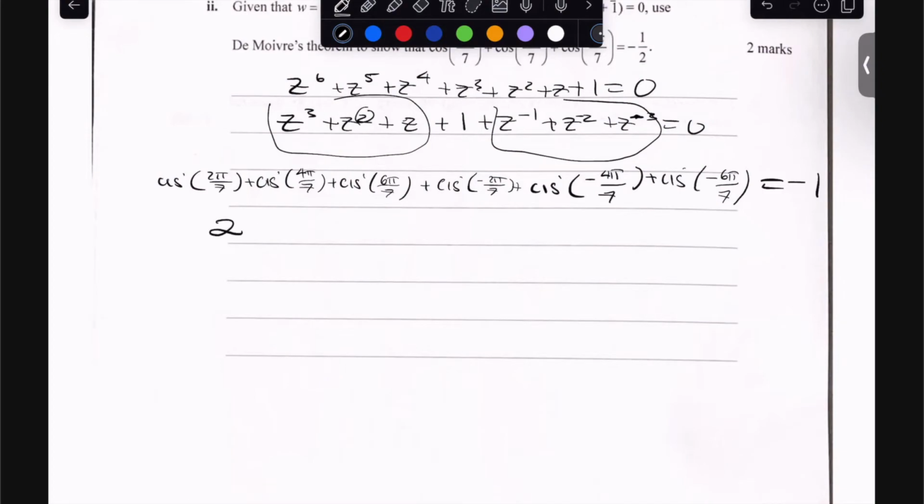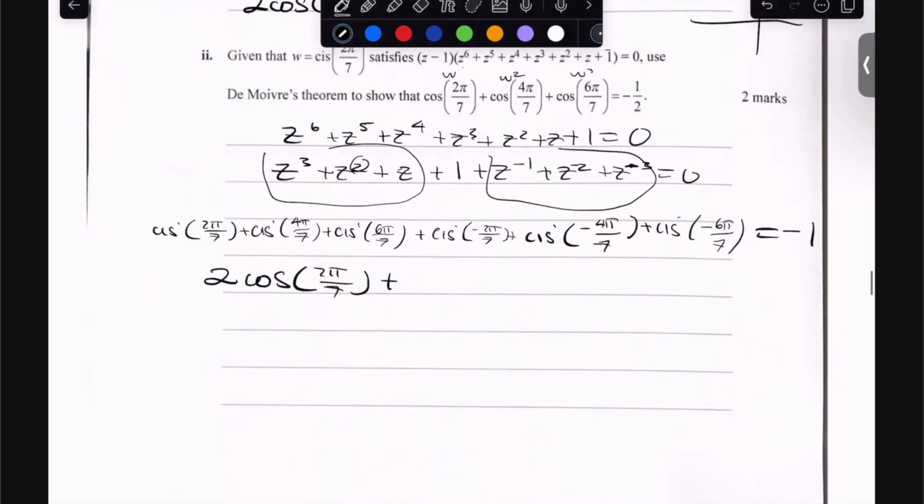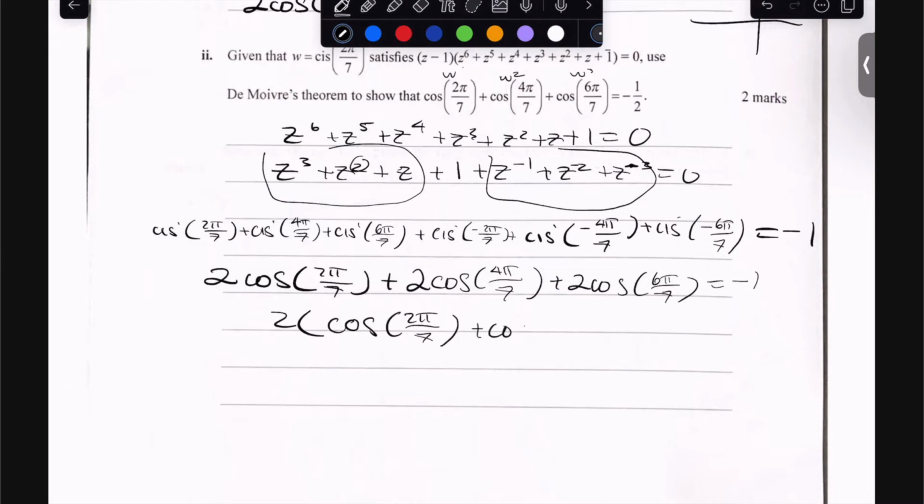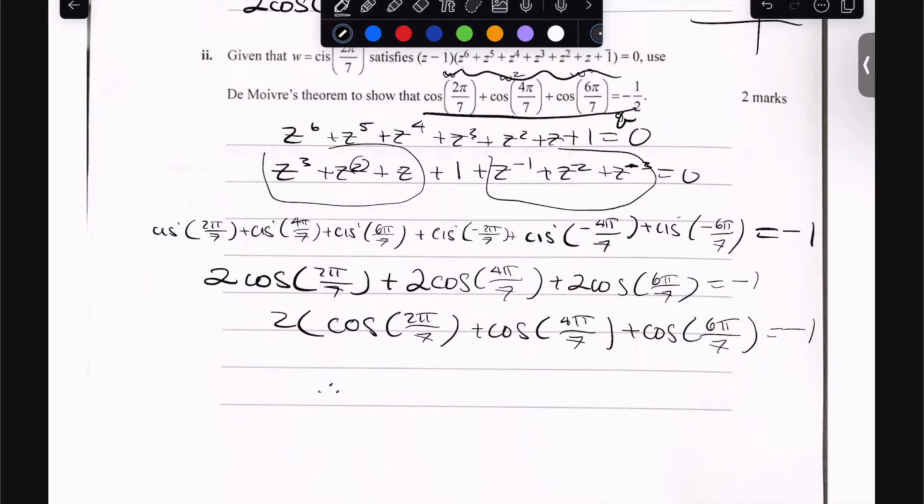So we know that 2 times cos of 2 pi on 7 plus, when we have the negative, they double up, as we just showed here. 2 cos 2 pi on 7 plus 2 cos 4 pi on 7 plus 2 cos 6 pi on 7 is equal to negative 1, and therefore this expression, which I'm just going to say is b, because I said a for something else, is equal to negative 1/2. Okay, that's a hard question. That is a pretty hard question.